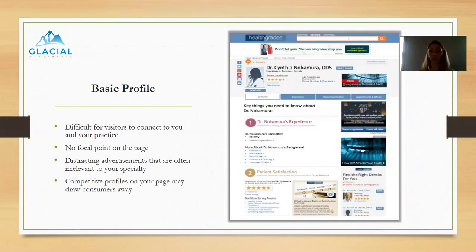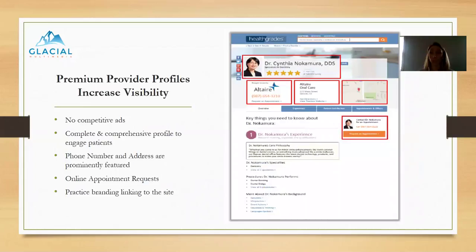So let's take a look at a premium profile. This is just clear already. You can see the difference. The name and the star rating is bigger. There's practice branding. The phone number is prominent. The address is prominent. There's links out to the practice website, and there's an online appointment scheduler as well, so patients can go on here and request an appointment online, and they don't even have to call.